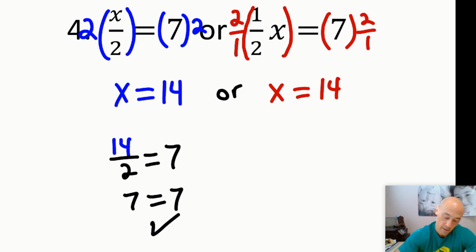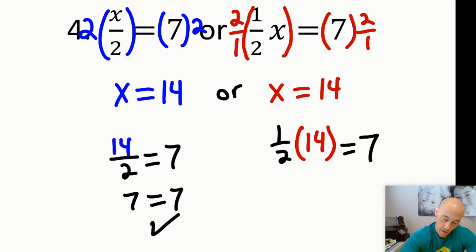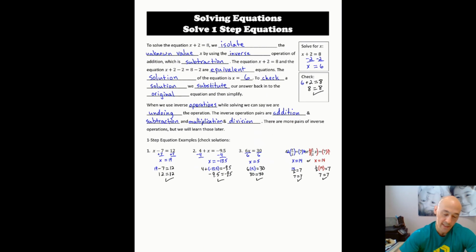On the right, we have the 1/2 times the 14. Again, I'm going to put that in parentheses, equals 7. 1/2 times 14, that is 7. So we have 7 equals 7, and that checks as well. And that is solving equations, solve one-step equations.